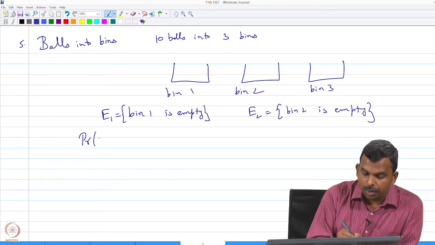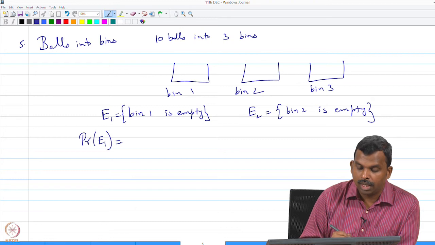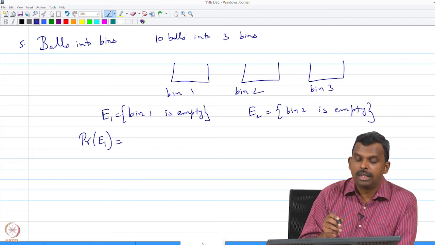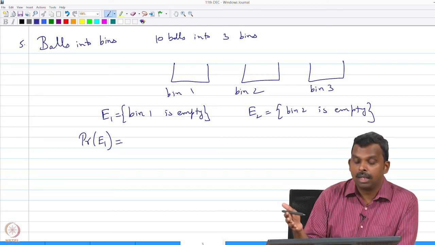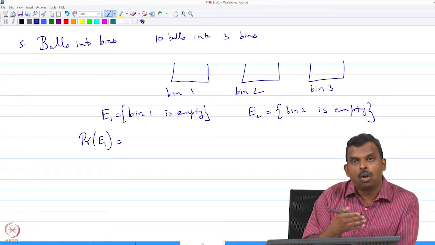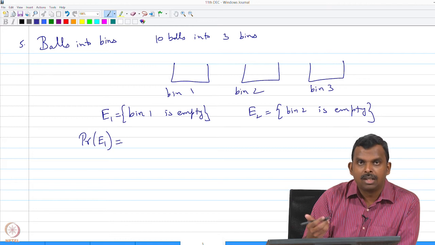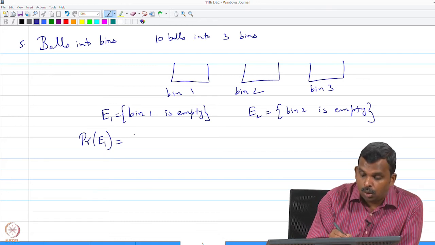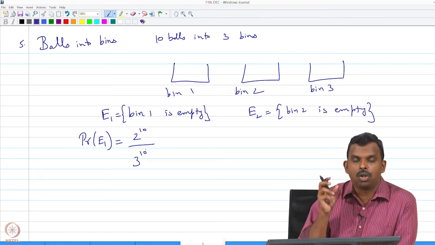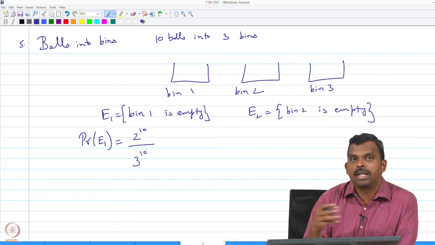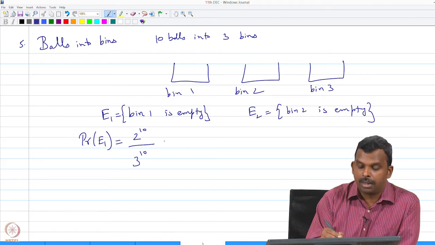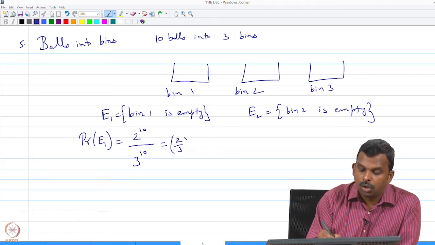What is the probability of E1? What is the probability that bin 1 is empty? Every ball when you throw it is equally likely to go to any one of the 3 bins, and I want bin 1 to be empty, which means every ball should go either to bin 2 or to bin 3. So, every ball has 2 possibilities out of a total of 3, which gives 2 power 10 favorable out of 3 power 10 total possibilities. So you have 2 power 10 divided by 3 power 10, or you can write it as (2/3) power 10.